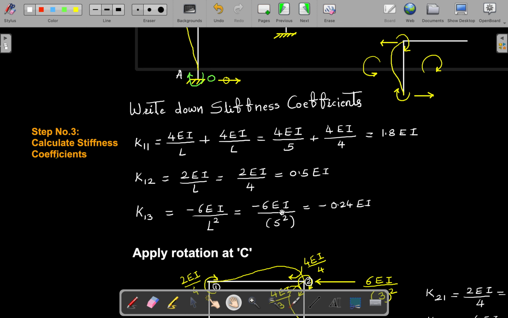Now here again it's very important. This L will be with respect to what? Whenever there is some deflection like this, this is with respect to this leg. So we have to be careful and take only this length. So for this particular K13, we have taken L as 5 square. So our answer is minus 0.24 EI.